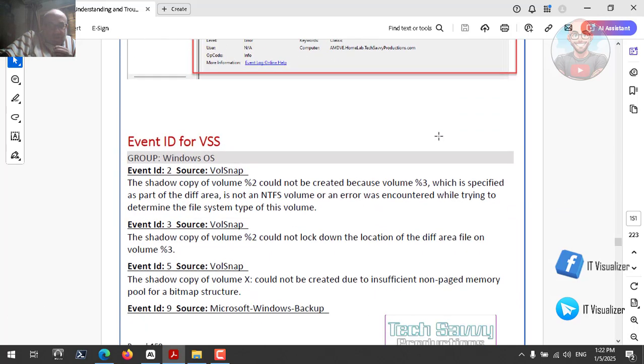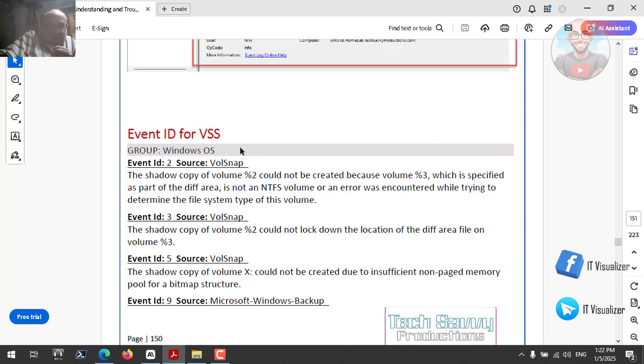this will be the errors, and then we can see here the event IDs for VSS, event ID 2, source, saying here a lot of events concerning volume snap. This is, I think, related to volume shadow copy, but for the shadow copy for the volume. Shadow copy of volume 2% could not be created because the volume 3%, which is specified as a part of the diff area, is not. So these are some errors.